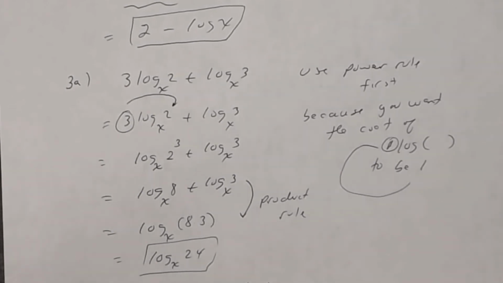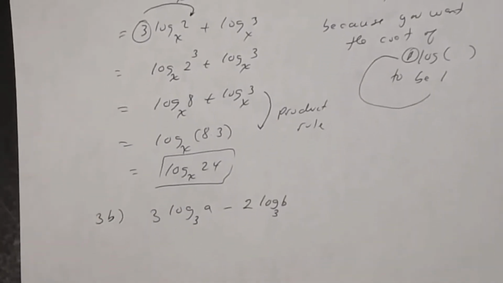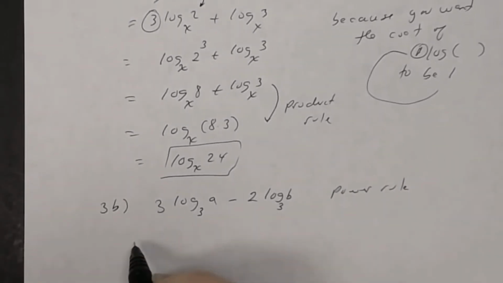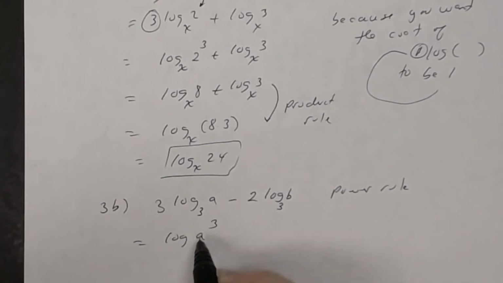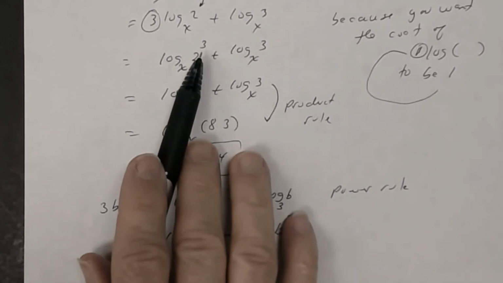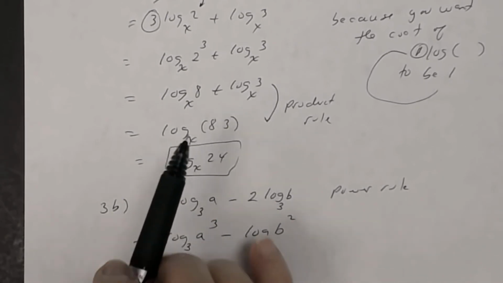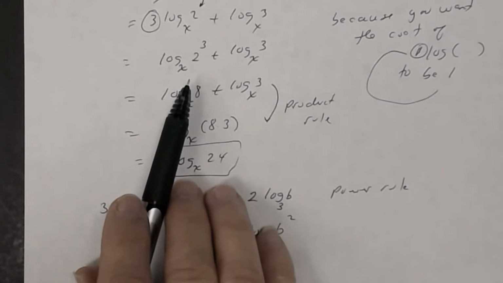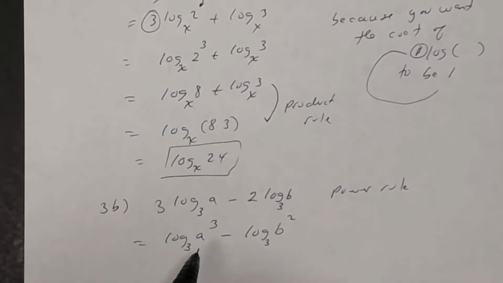All right, so in this case, I'm going to use the power rule. And so this becomes the log of a cubed base 3 minus the log of b squared base 3. All right. Now I can use the quotient rule. Remember right here we had 2 cubed and here you have a cubed? The reason we went further is because you know what 2 cubed is, so you can simplify that. 2 cubed is 8. Well, you don't know what a is, so just leave it as a cubed.